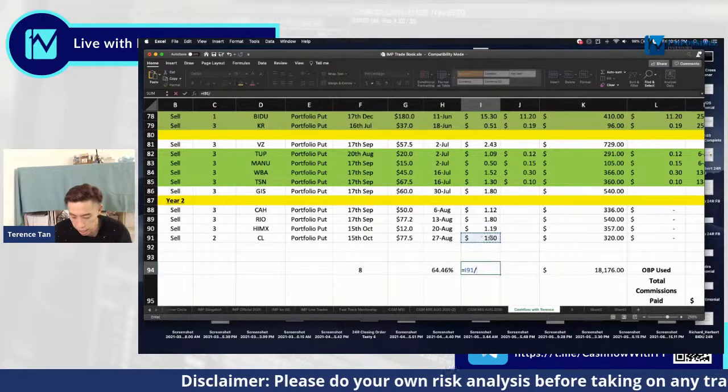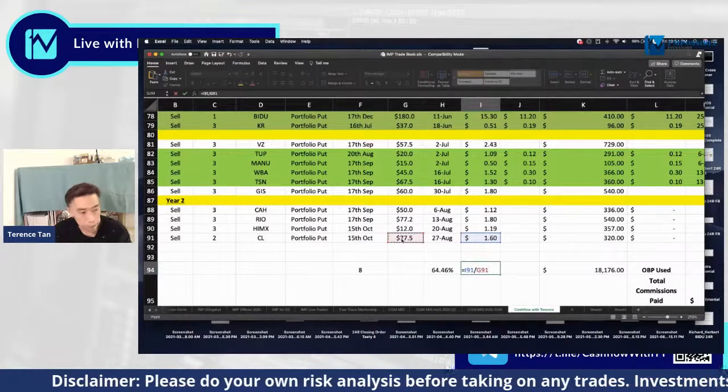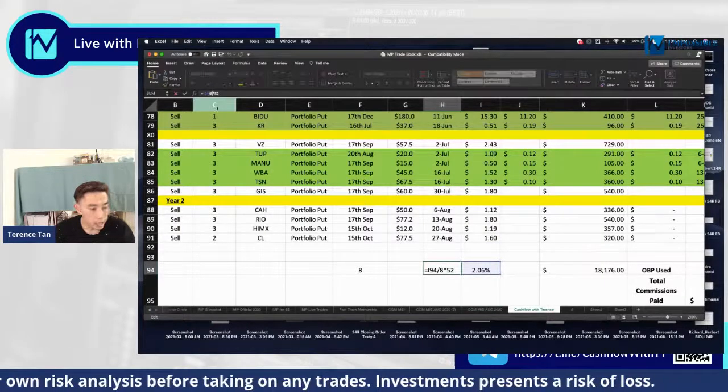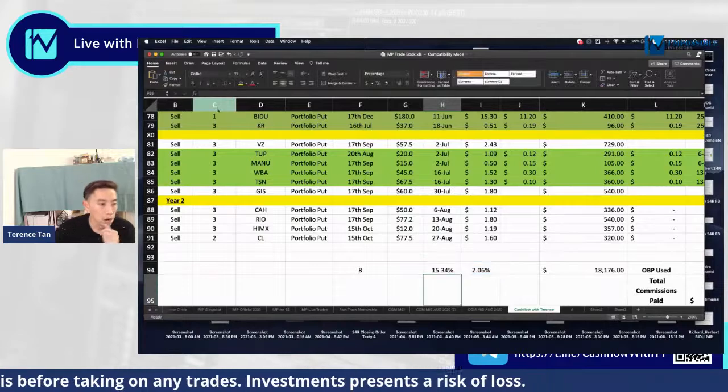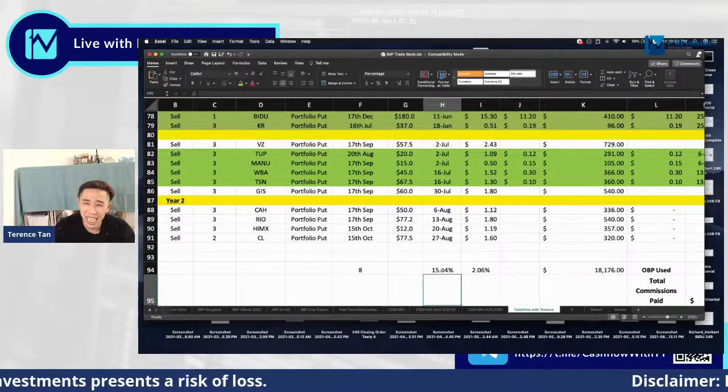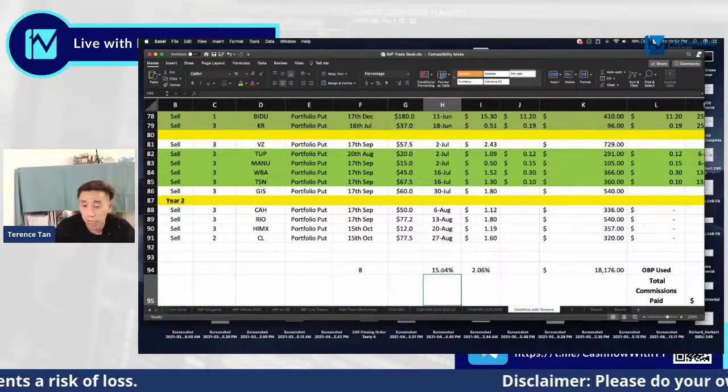160 divided by 77.50. This trade pays 2.06%, and it has a 7 weeks expiry. So annualized, it is a 15.3% return. So nothing to shout about, which is very common.